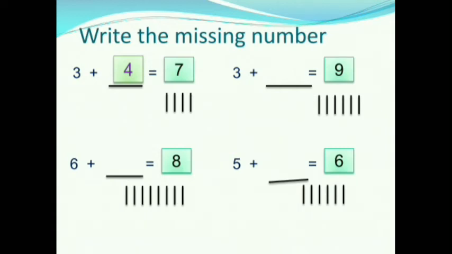Now, how many lines are remaining? 6 lines are remaining. So the missing number is 6. 3 plus 6 is equal to 9.